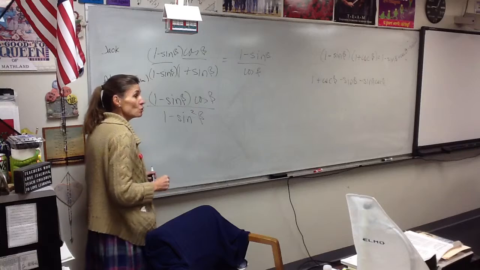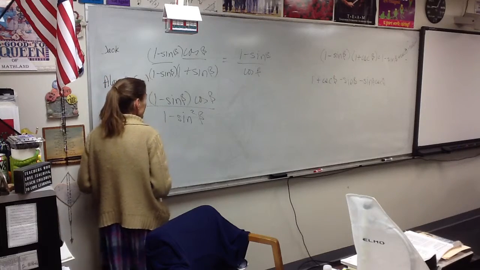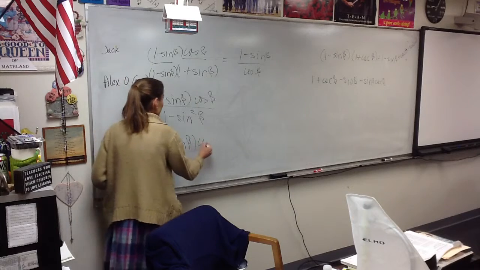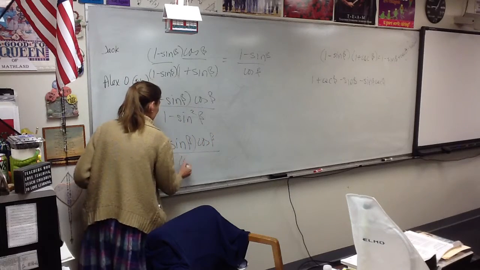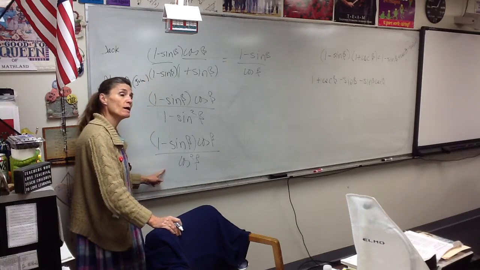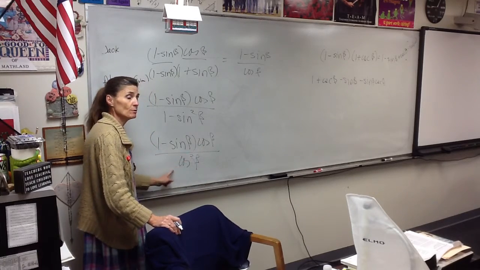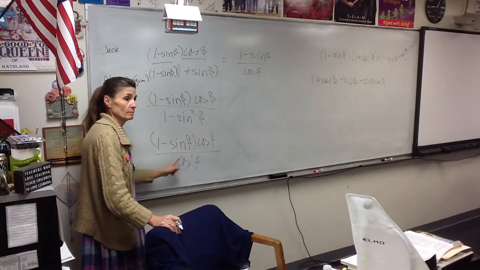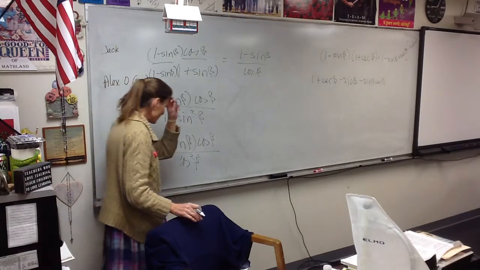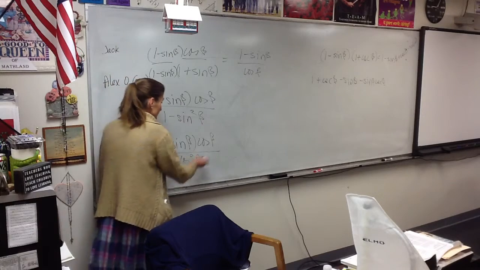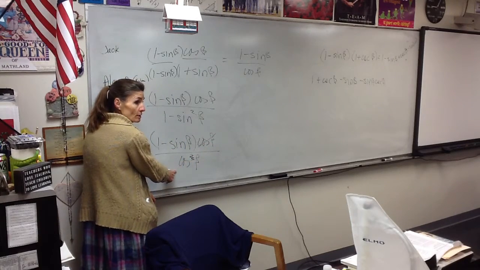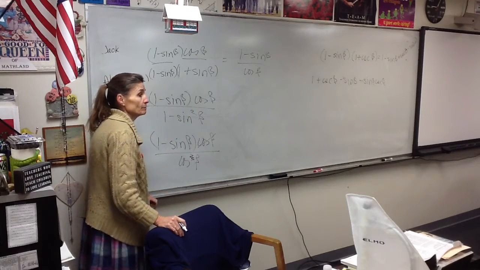It makes me leap for joy, because what's 1 minus sine squared? And as soon as I change that denominator to cosine squared, what can I do? Cancel. I can cancel. And what am I going to be left with when I cancel? Cosine B. 1 minus sine over cosine, which is what I needed.